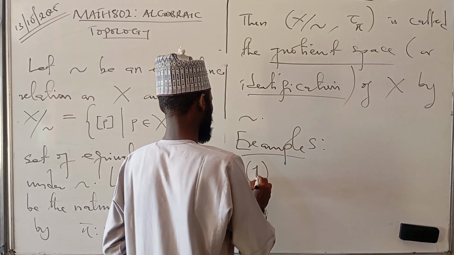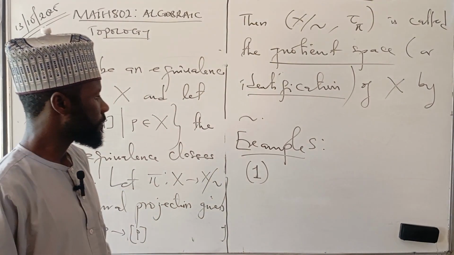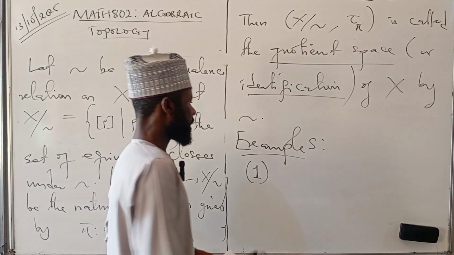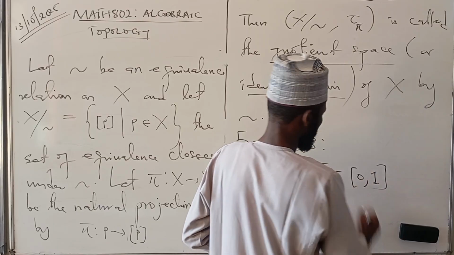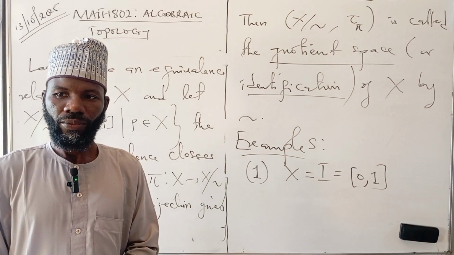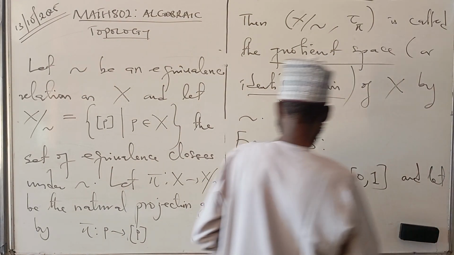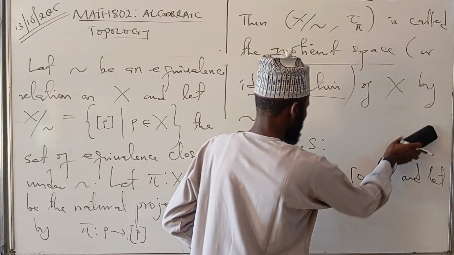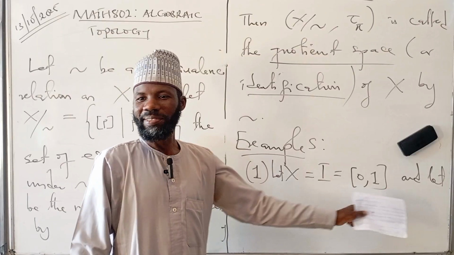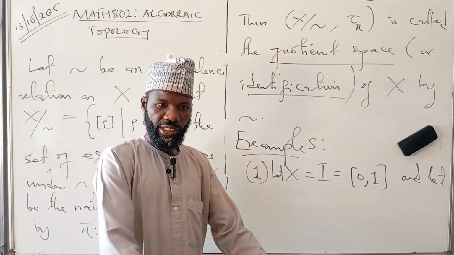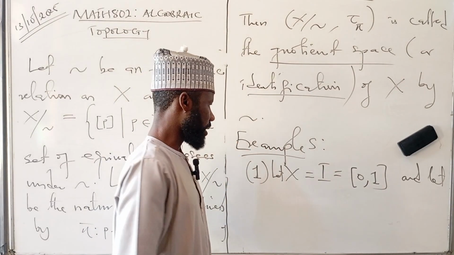So the first example, okay? So we have, you can take X to be I. You remember I? The closed bounded interval. And let X be equal to this space, with what? This is a subset of the set of real numbers. The real numbers always have the standard topology. So this one will be the subspace topology. Are you following? We have talked about it.